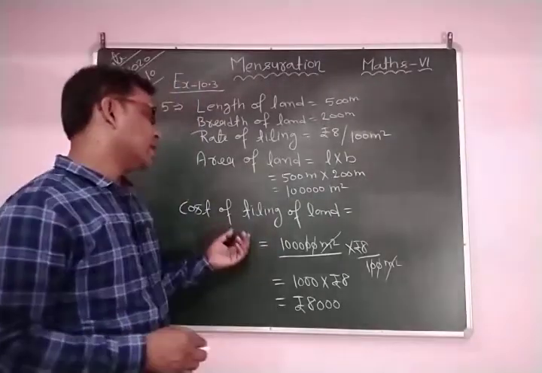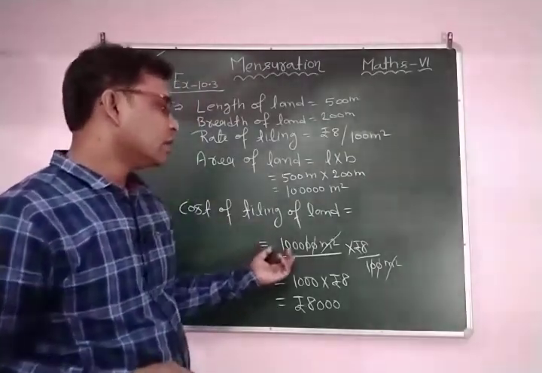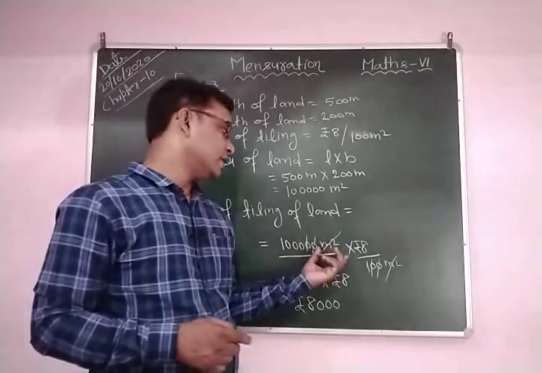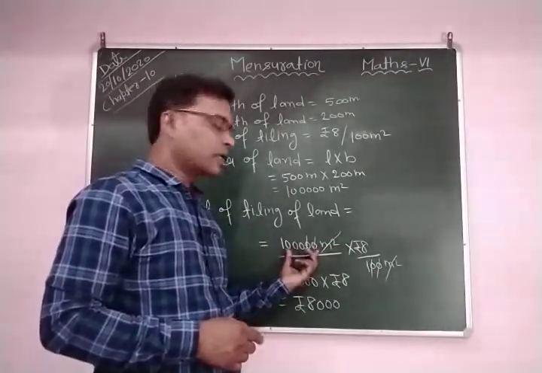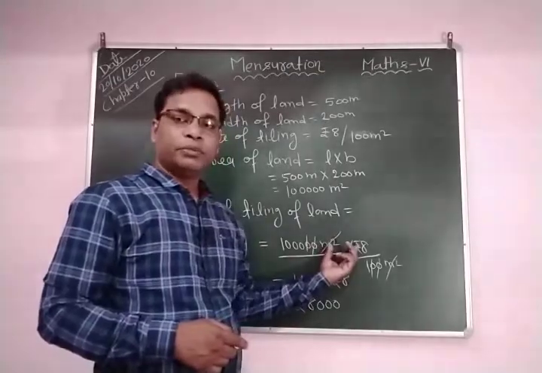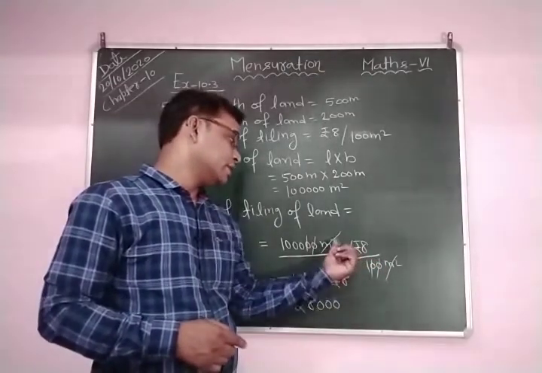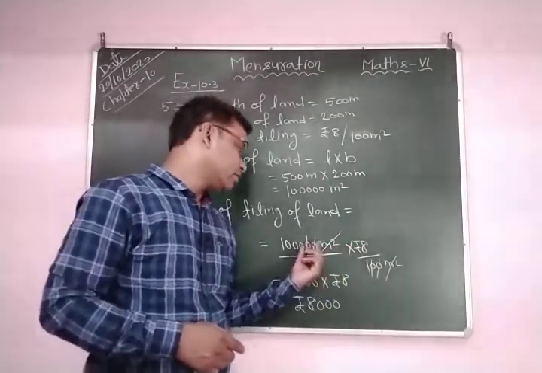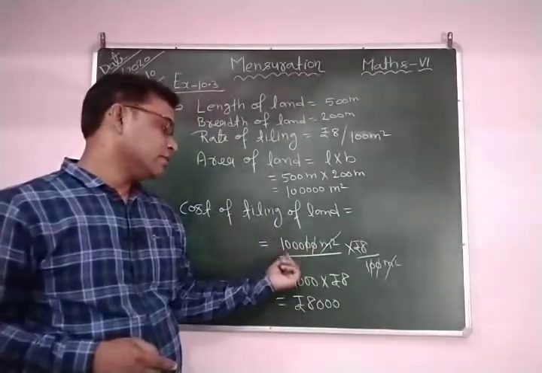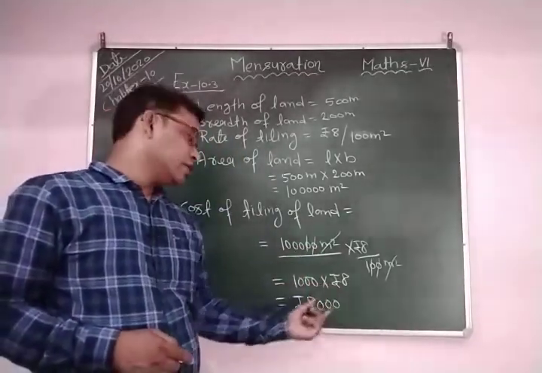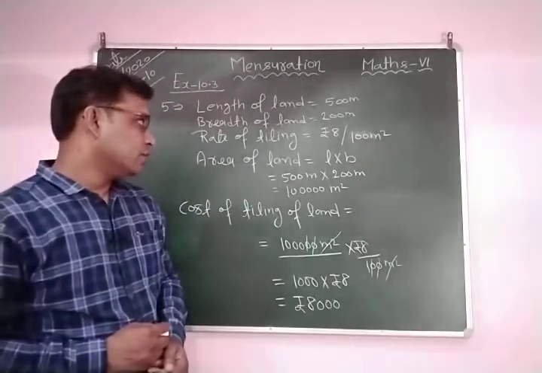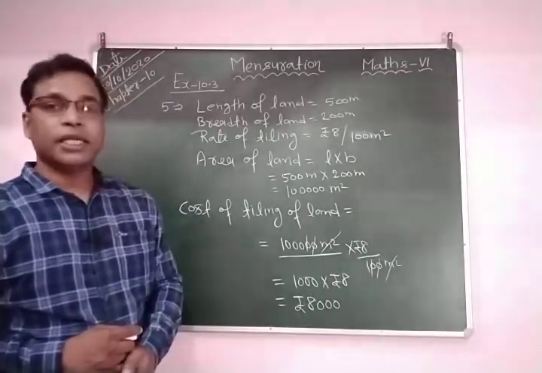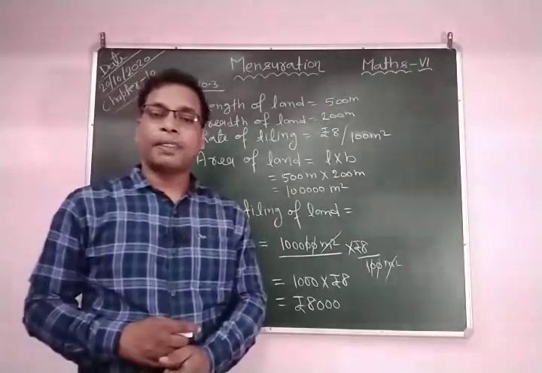So now cost of tiling is equal to area into rate. Area is here 1 lakh meter square into rate rupees 8 per meter square. So meter square cancels, and here we have 100,000 into rupees 8. So in this way you obtain 8,000 rupees. This is the cost of tiling of the rectangular plot of land.